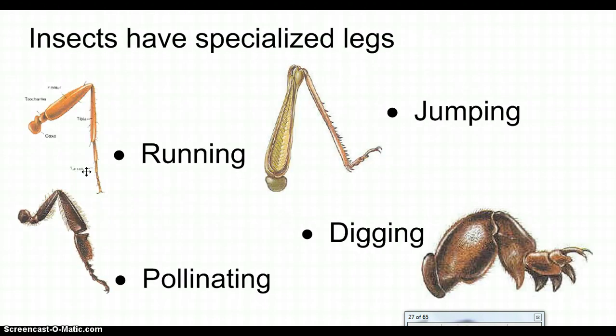Insects also have specialized legs. If you're running like a cockroach, you have a very fine tip at the end of your leg. If you're jumping, you obviously have to have elastic parts in your joints to allow you to jump like a grasshopper. If you're a pollinating bug, you tend to have lots of hairs so that you can pick up pollen. And if you're a digging bug, you obviously have to have very strong arms and legs for digging.